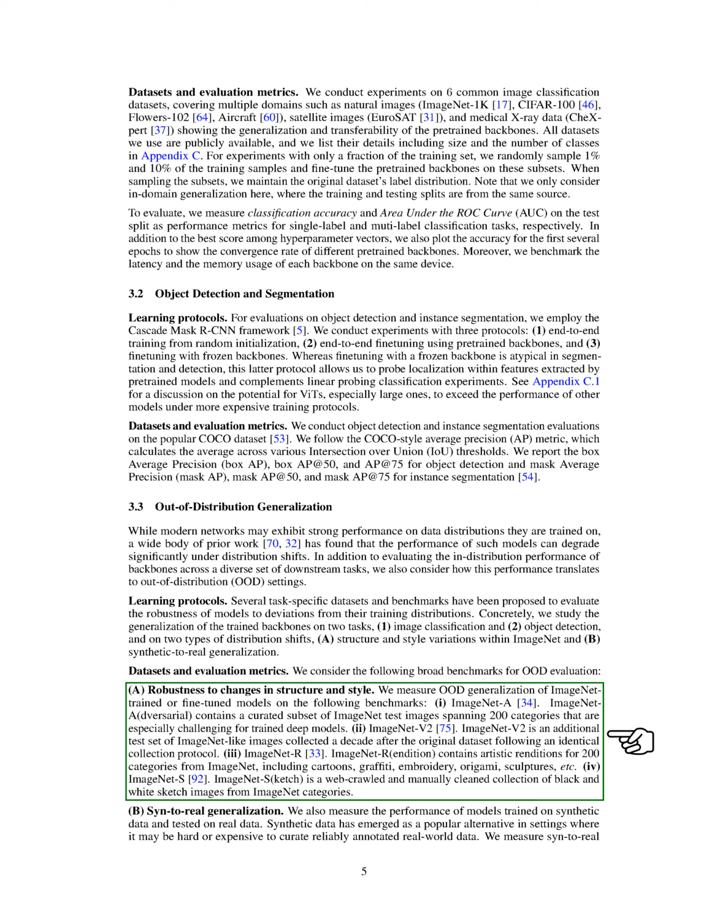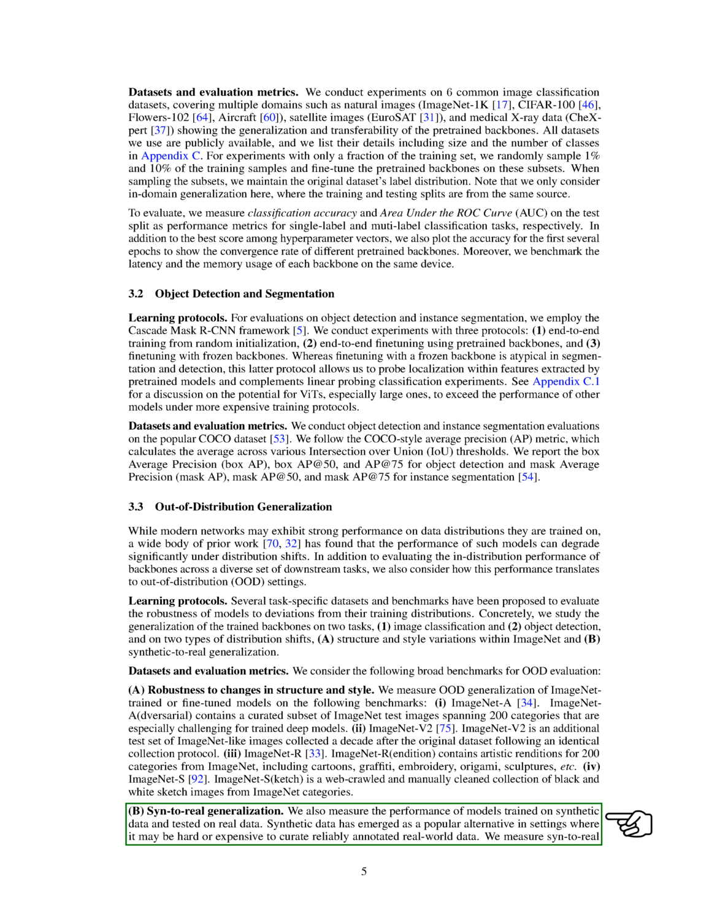For changes in structure and style, we use 4 different ImageNet datasets: ImageNet A, which contains challenging test images; ImageNet V2, a test set of images similar to those in the original ImageNet; ImageNet R, which contains artistic renditions of ImageNet categories, and ImageNet S, a collection of black and white sketch images from ImageNet categories. We also evaluate how well models trained on synthetic data perform on real data. Synthetic data is often used when it's difficult or costly to gather real-world data.